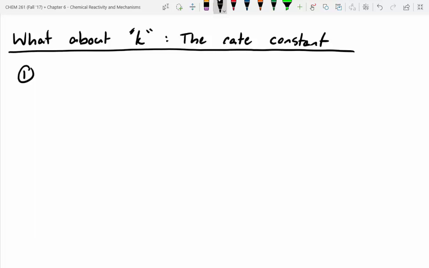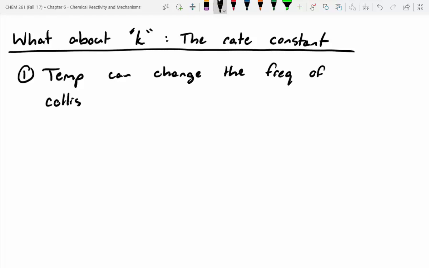What else can increase the rate of molecular collisions besides concentration? Temperature, right? If you increase temperature, molecules move around faster and will bump into each other more. So temperature can change the frequency of collisions. In general, if a reaction is spontaneous, increasing the temperature by 10 degrees will double the rate. It's a really good rule of thumb.